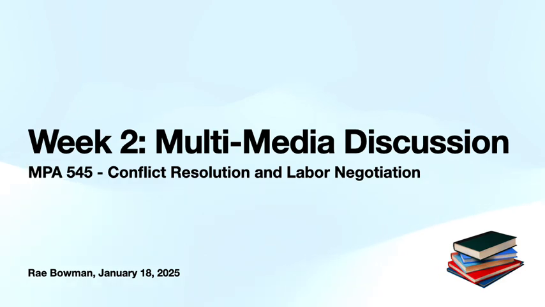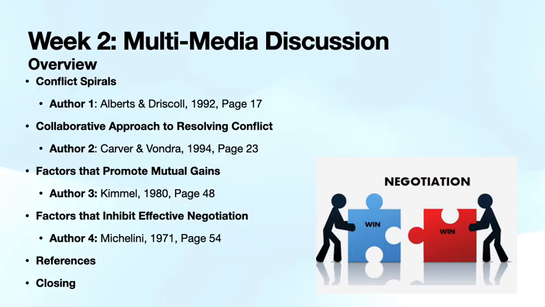This week's presentation will cover 4 authors from chapters 1 to 3 of our Eisenhart and Spangel textbook, and will cover a variety of topics, including conflict spirals, collaborative approach to conflict resolution, factors that promote mutual gains, factors that inhibit effective negotiation, a list of my references, and of course, my closing.